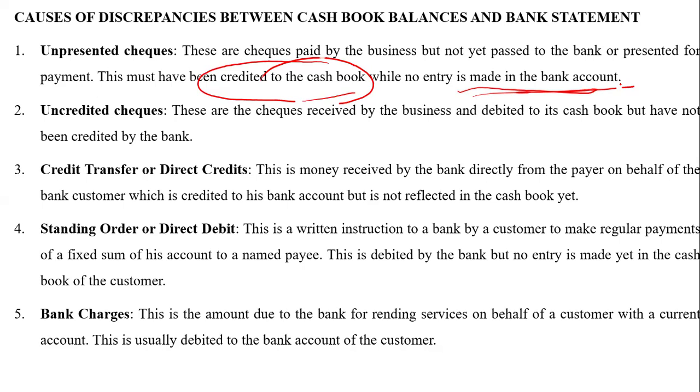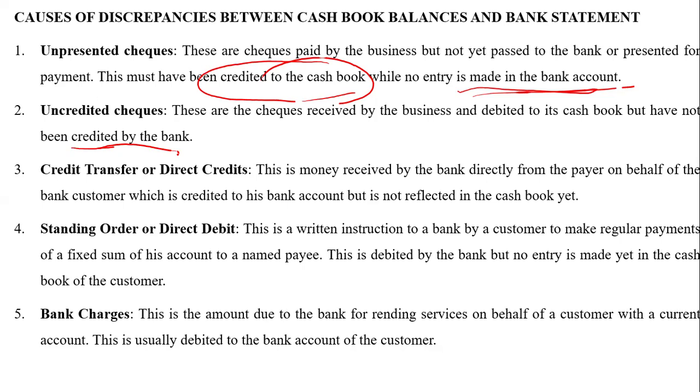Uncredited checks. These are checks received by the business and debited to the cash book, but not yet credited by the bank. Maybe when the check was issued to the customer, he has not been able to take it to the bank, or when they have taken it to the bank, it has not gone through the process of clearing.